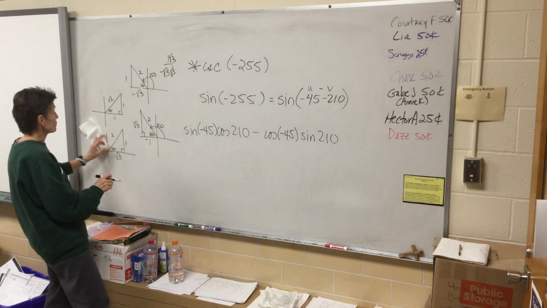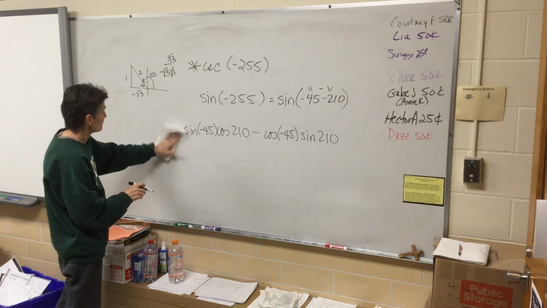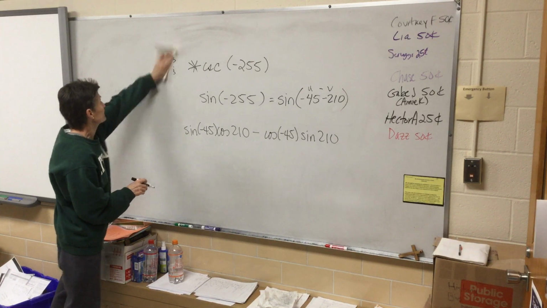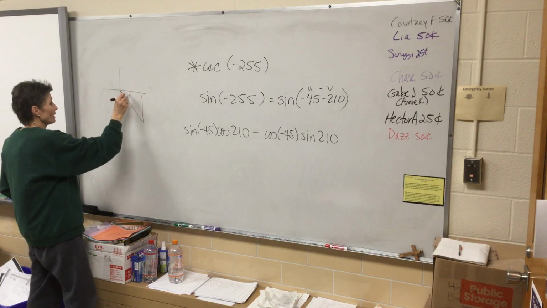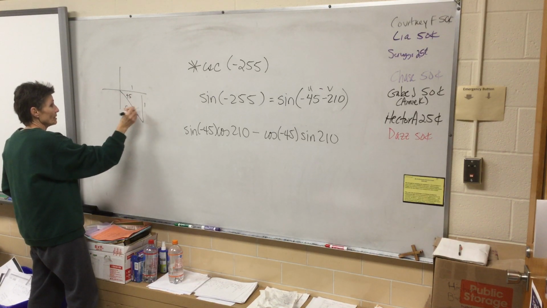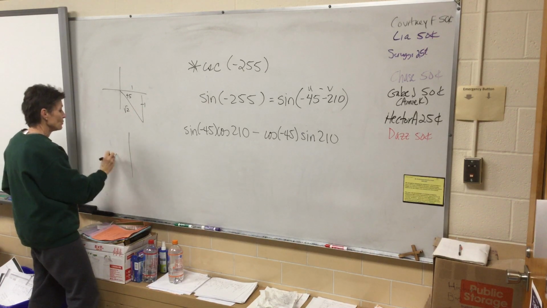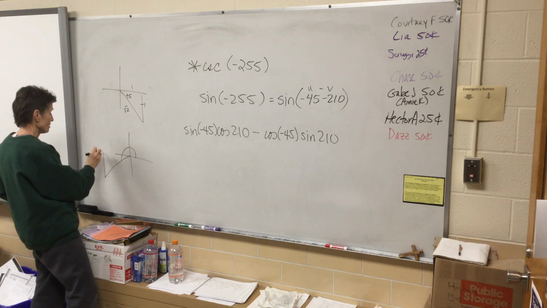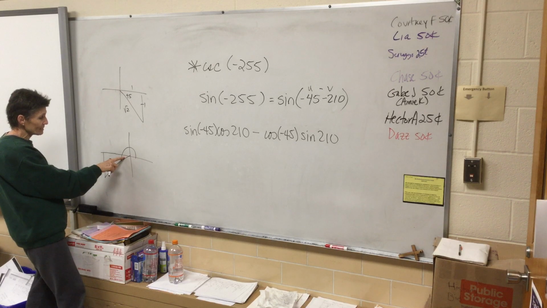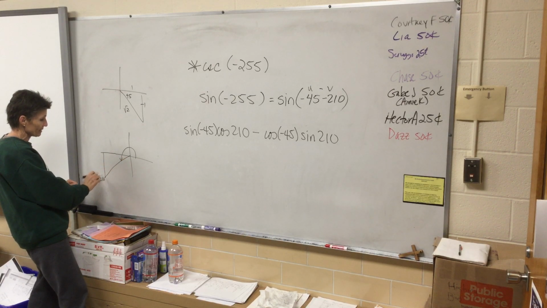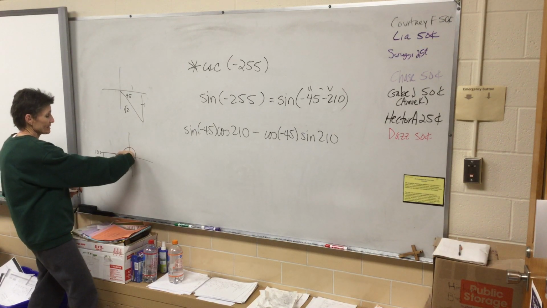I don't have either one of those over here, so I'm going to go ahead and erase these and draw my negative 45 and my 210. So negative 45 would be down here like this. Don't forget, you got a negative on that one. And then 210 would be all the way over here. And how big will my reference angle be if this is 210? If this angle is 210, then that reference angle is how big?